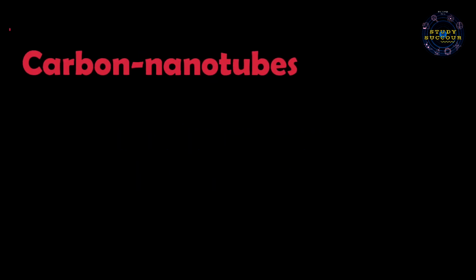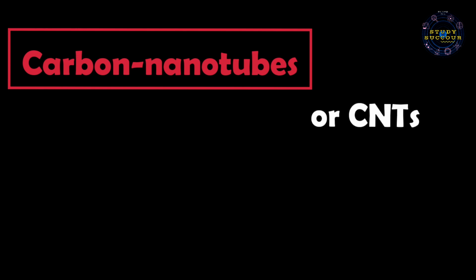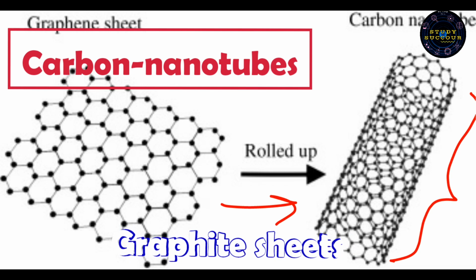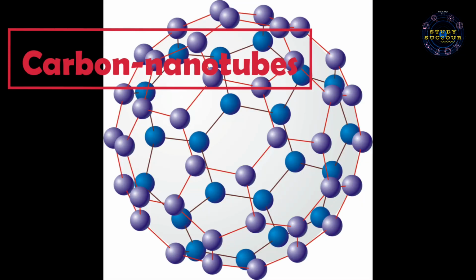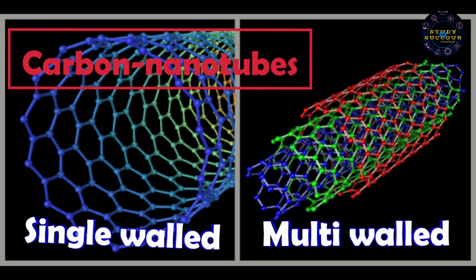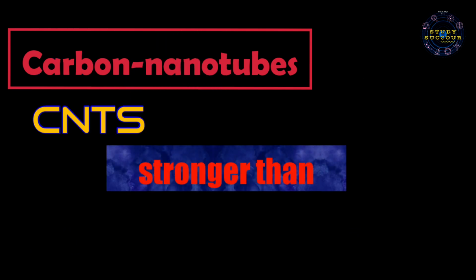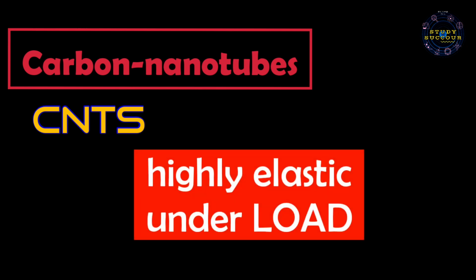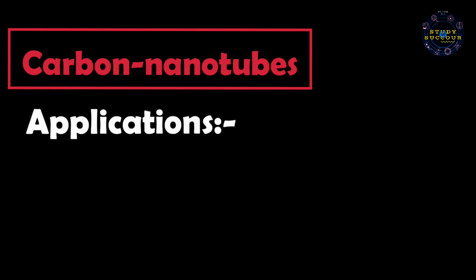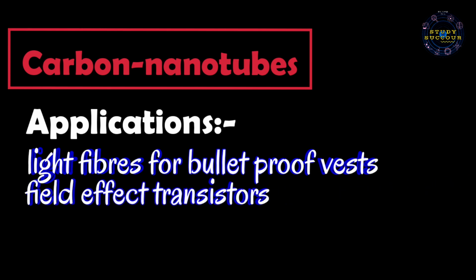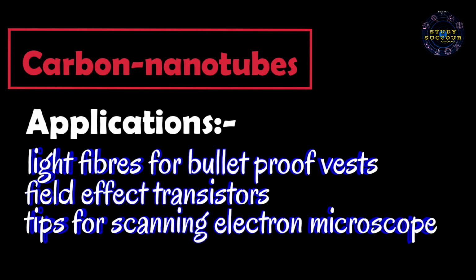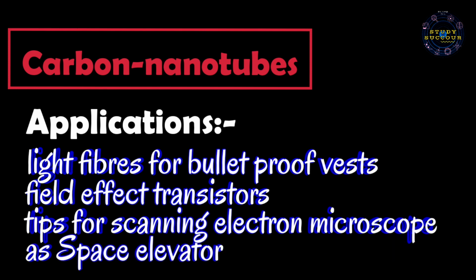Carbon nanotubes. Carbon nanotubes or CNTs are similar to a sheet of graphite rolled into a tube with each end capped by half of a fullerene, that is a buckyball, which is also commonly known as C60, and they can be either single walled or multi walled. CNTs are known to be stronger than steel, and yet they are highly elastic under load. There are many applications of carbon nanotubes, like they are used as light fibers for bulletproof vests, field effect transistors, tips for scanning electron microscopes, and also as a space elevator.